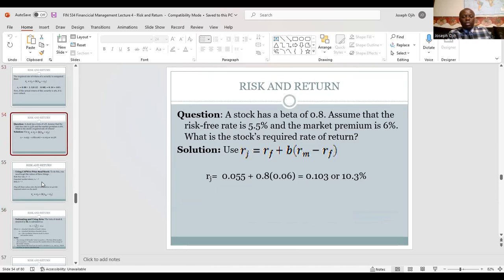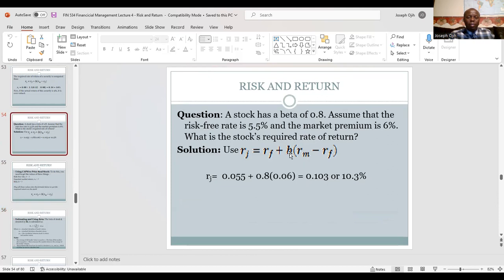All right, look at this one. It says a stock has a beta of 0.8. Assume that the risk-free rate is 5.5% and the market return is 6%. Market premium is 6%. What is the stock required rate of return?